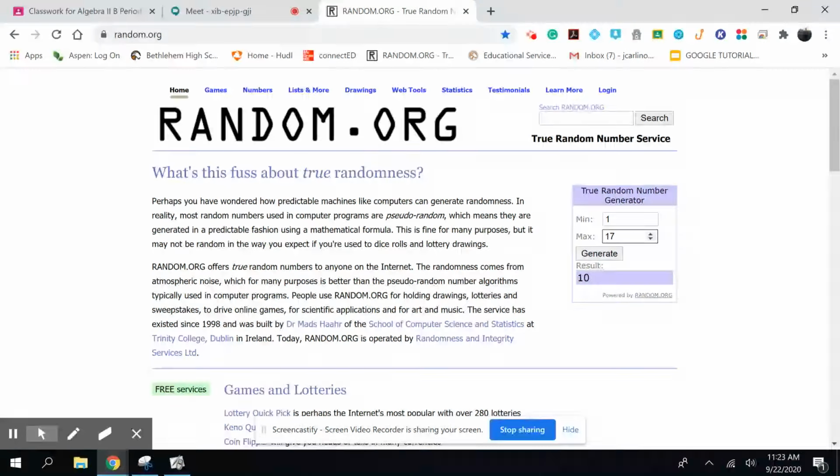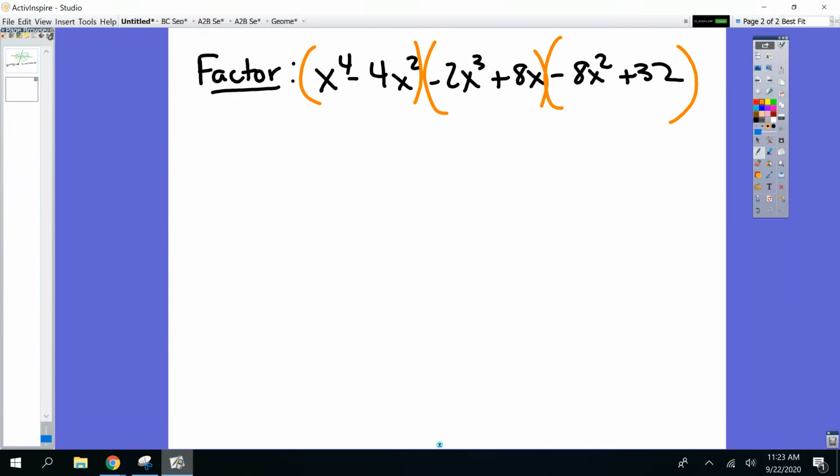Okay, here we go. Let's start it off right. Caroline, go ahead. What do you want to take out of everything? For the first one, you can take out x squared. Yep, go ahead. X squared, and what are you left with? X squared minus 4. Yep.